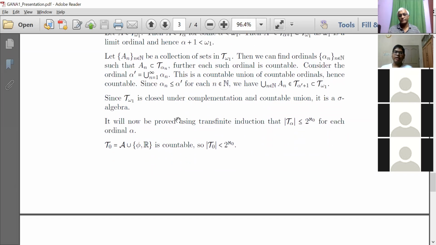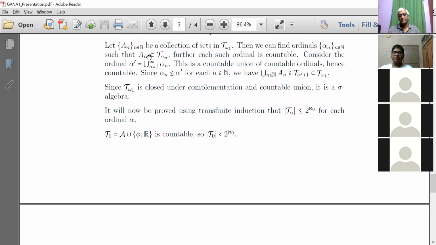So we pick up a countable collection of sets A of n in T of omega 1. I made a mistake here again. So it must be the belongs to symbol here. So A of n is contained in T of alpha n. Further, each alpha n must be countable as it is less than omega 1.